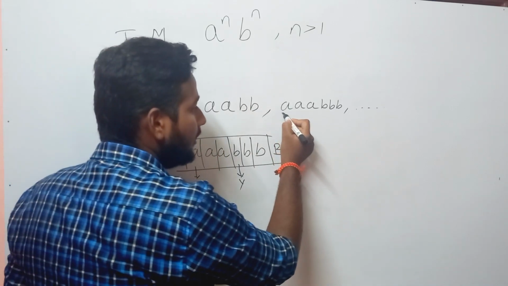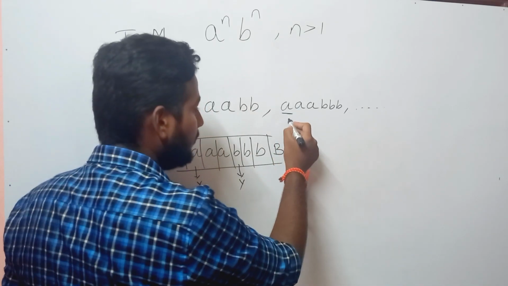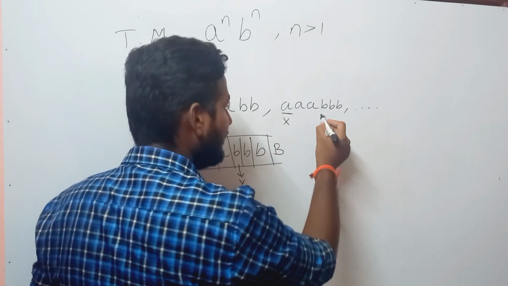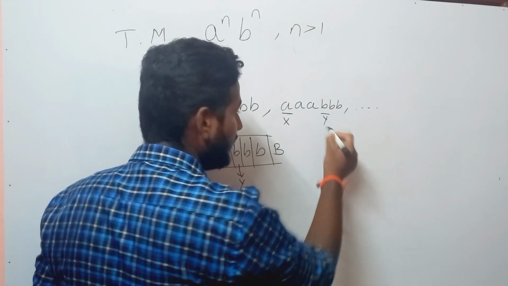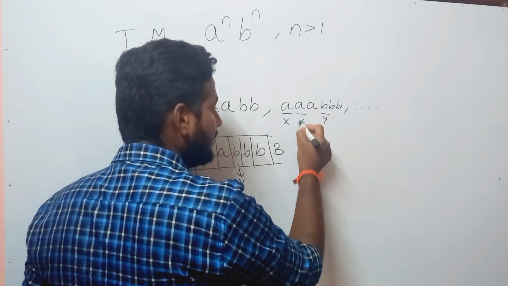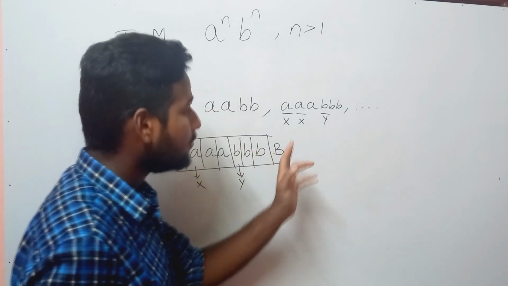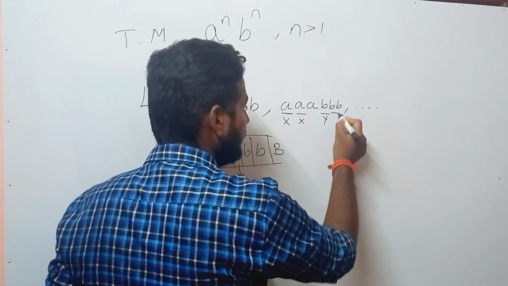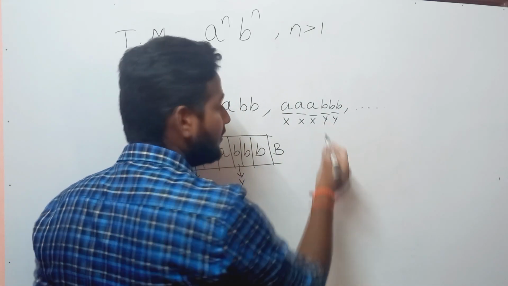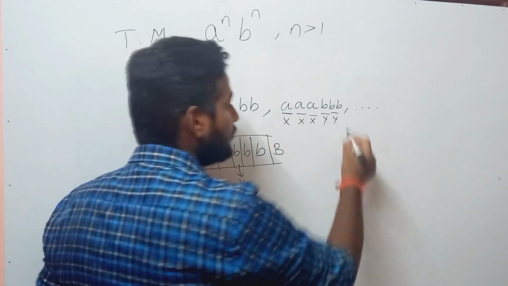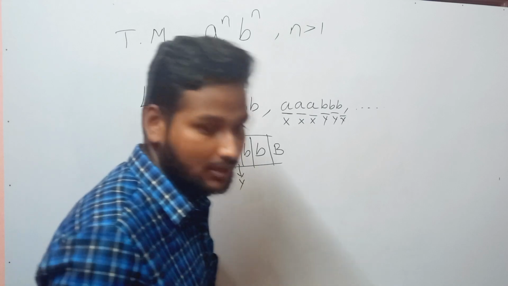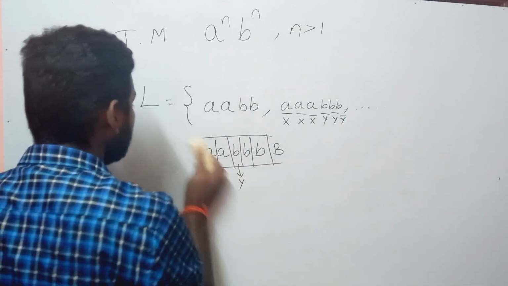if we read this A, then we put X and we search for the first B value, then make this B as Y. Then we search for another A value and make this X, and make the corresponding B value Y for the second A. We make the third A as X and the corresponding B value should be Y. Then this string is accepted. Let us construct a Turing machine.